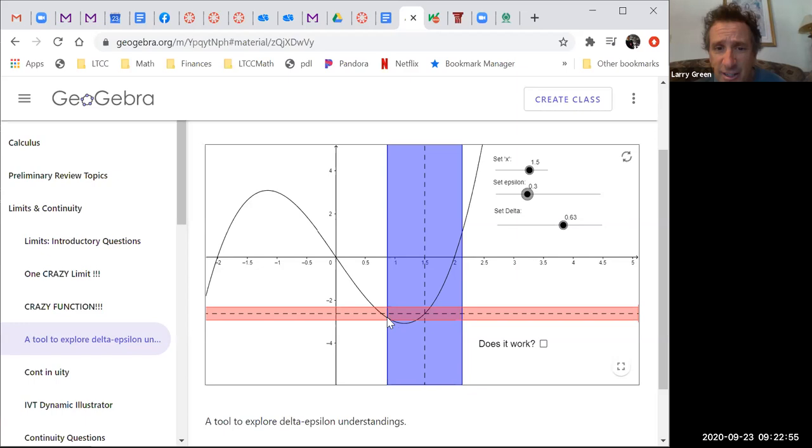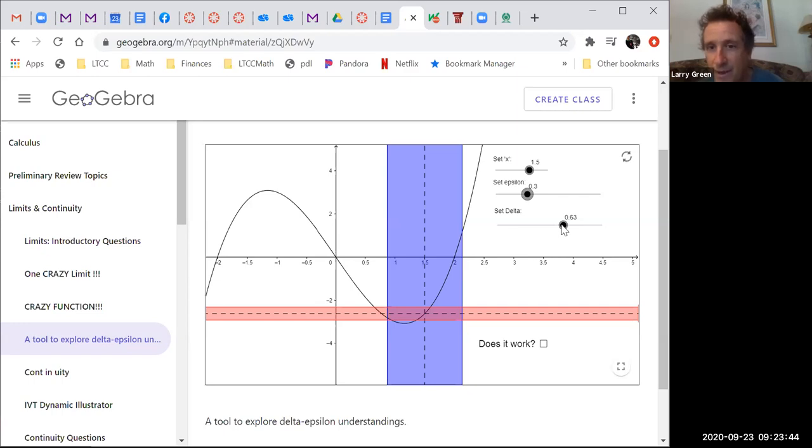So right now I have delta too big. Epsilon is always given first. So in this setup, x is given, epsilon is given, and then you get to choose the delta. Epsilon is given as 0.3, so we have to make sure we're close enough that we don't go farther than 0.3 up and down from this dashed line. Unfortunately, if we let delta be 0.63, then we have points over here that are way farther than 0.3 from the dashed line. Do you see that? So delta of 0.63 doesn't work.